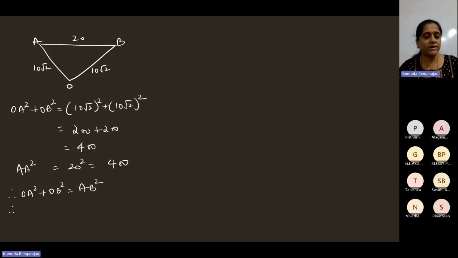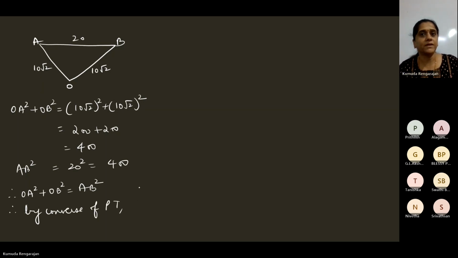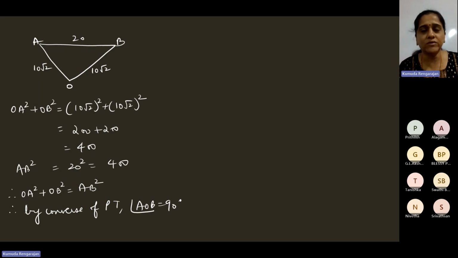Therefore, by converse of Pythagoras theorem, AB is the hypotenuse, no? So angle AOB is equal to 90 degrees. By converse of Pythagoras theorem, angle AOB is 90. If the square of one side of the triangle is equal to the sum of the squares of the other two sides, then the angle opposite of the longest side is a right angle.